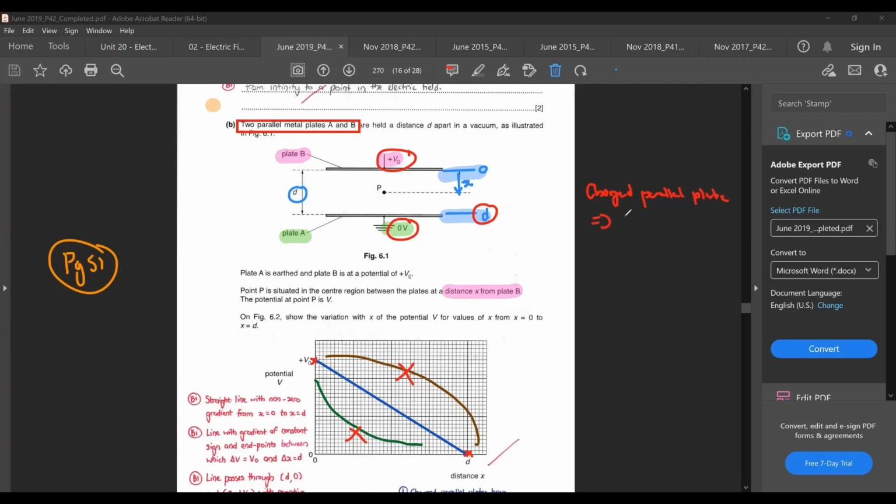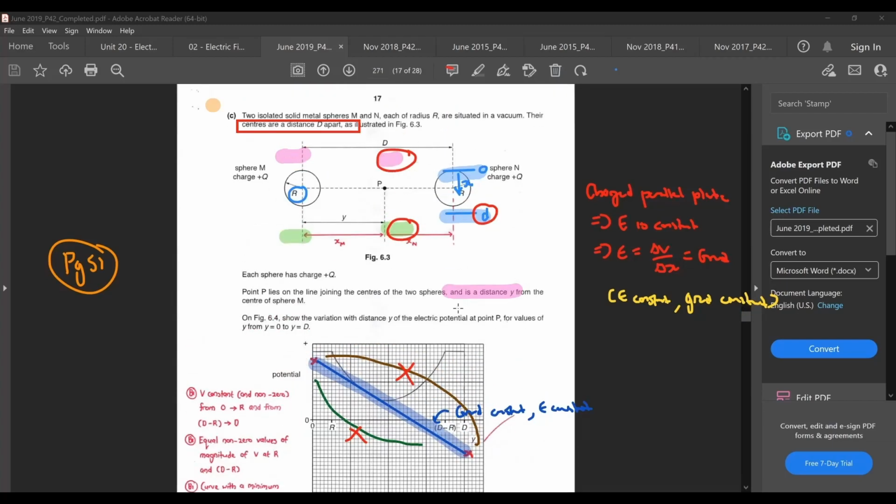When you have charged parallel plate, the first thing that will come to mind is E is constant. And then E is actually delta V over delta x, which is equals to gradient. So from here, if E is constant, the gradient should be constant too. So you know that you should be drawing this blue colored line here. It's a straight line, because when you draw the blue straight line there, that one is already a line with constant gradient. This one gradient constant, E is constant.